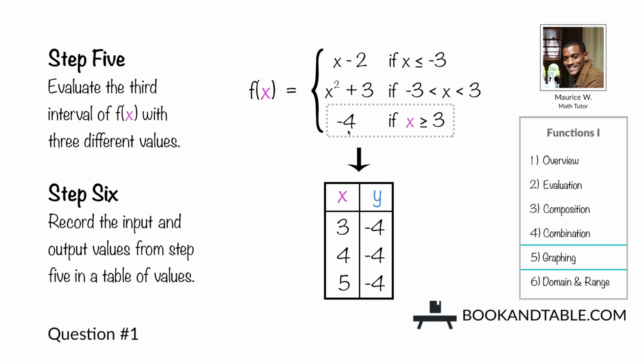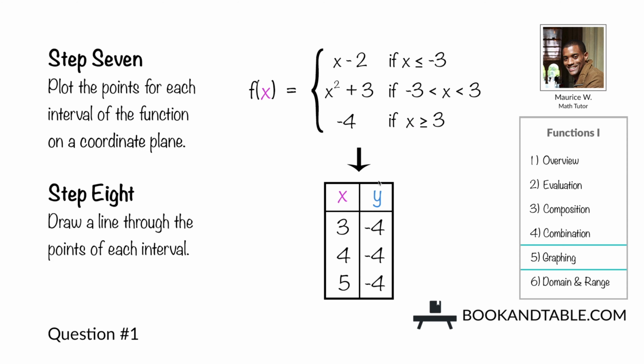For this one, the interval always has a value of negative 4 if x is greater than or equal to 3. So when x is 3, 4, 5, or any larger number, the value of the function, or the y value, is consistently negative 4. So this is the table of values for our third interval.